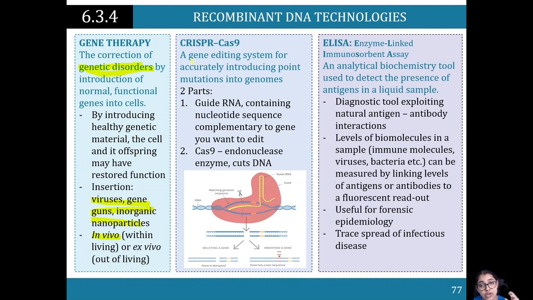CRISPR-Cas9 is a technology that edits the genome, accurately introducing point mutations to fix something in the genome. It has two parts: the guide RNA, which contains the nucleotide sequence, and the Cas9. The guide RNA is going to contain the complementary sequence that we want to edit, and the Cas9 is an endonuclease. It's going to cut the DNA so that the guide RNA can get in there and fix it up. ELISA is enzyme-linked immunosorbent assay.